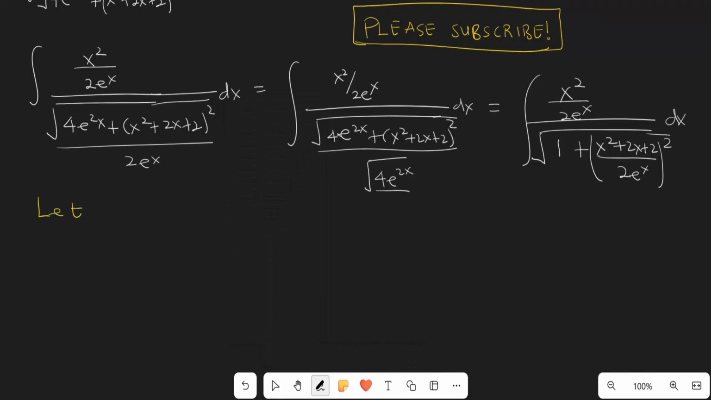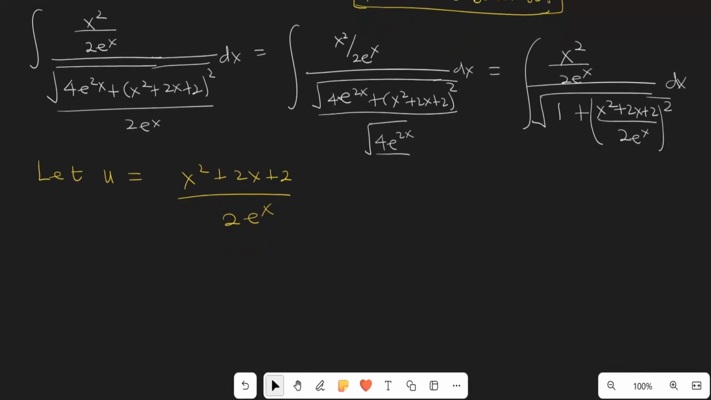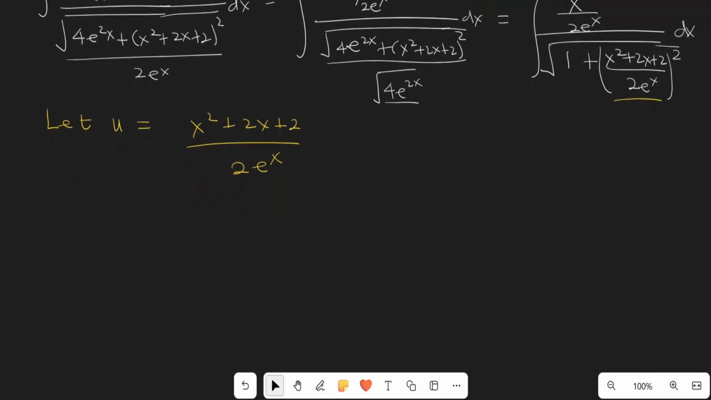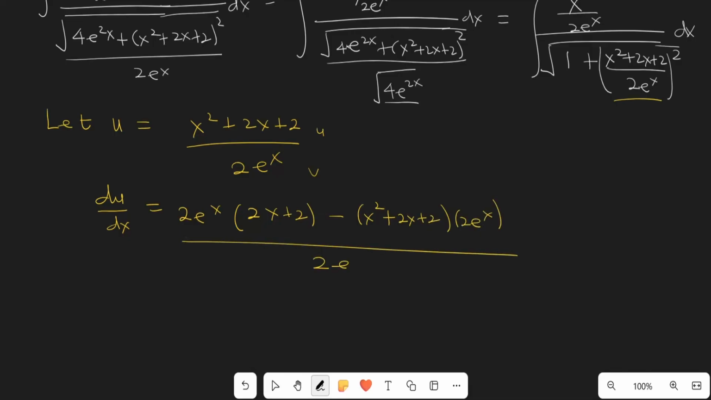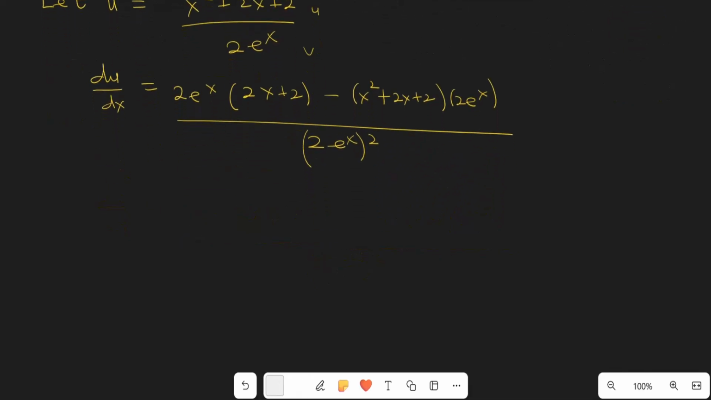So we can now do a u substitution here. We can let u be equal to (x squared plus 2x plus 2) all over 2e^x. That is this giant one in the parentheses. So we can now differentiate, du/dx. We can use the quotient rule here. This is u, this is v. So you keep 2e^x constant, and you differentiate this, which is 2x plus 2, minus, you keep x squared plus 2x plus 2 constant, then you differentiate 2e^x, that is 2e^x, divided by (2e^x) all squared, like this.